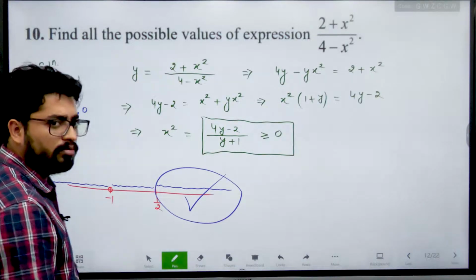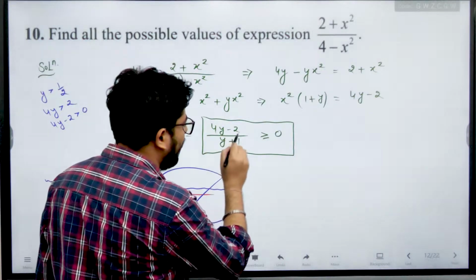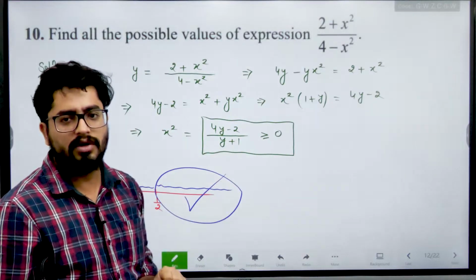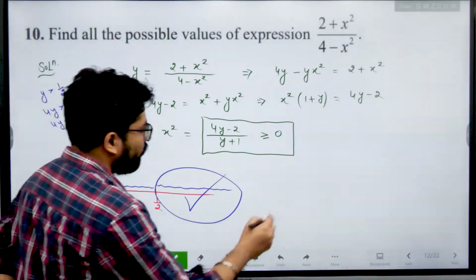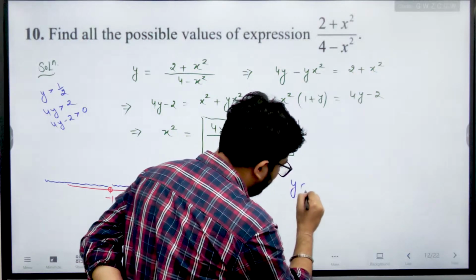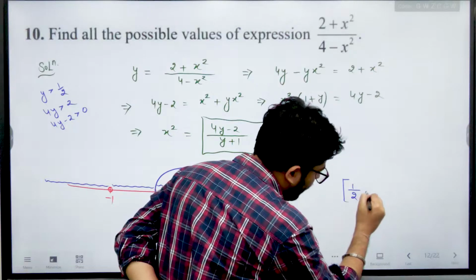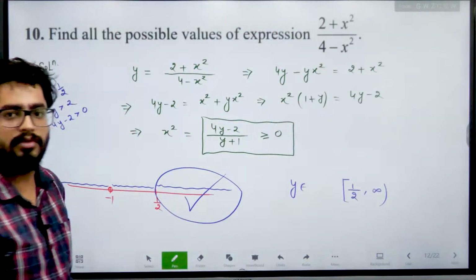Can we take 1 by 2? Yes, we can take 1 by 2, because at 1 by 2, this whole thing is 0, and 0 is equal to 0. So till now, y belongs to 1 by 2 closed to infinity.